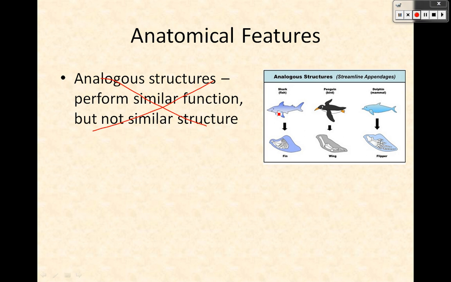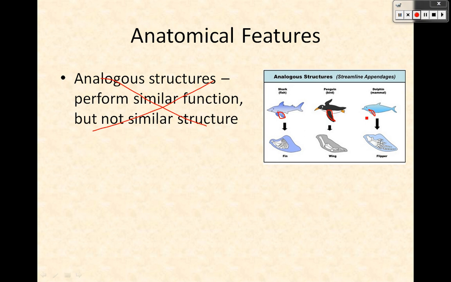A shark has a fin, and a shark is, I mean, they say fish, but a shark is actually different from a fish. We won't get into why. And then a penguin, which is a bird, has this kind of wing-like structure, and really any bird has a wing, we know. And then a dolphin, which is a mammal, has its little flipper here, and all of these help the animal to be streamlined in the water, right? And the penguin is, of course, an aquatic bird.